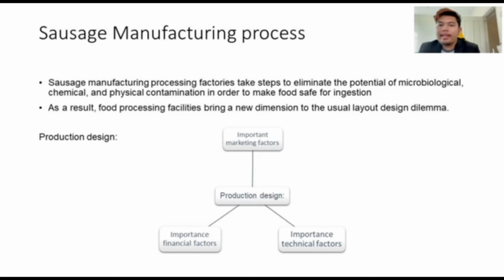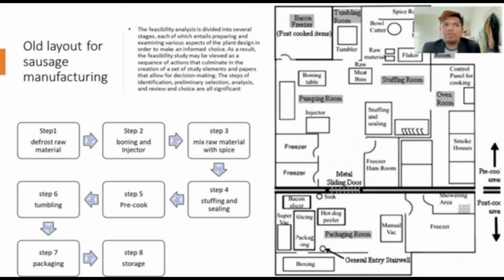In production design, there are three important factors. First, marketing factor. Second, technical factor. And third, financial factor. So this is our old layout for sausage manufacturing, and the process is from defrosting raw material, boning, injector, mixing raw material with spice, stuffing and sealing, pre-cook, tumbling, packaging, and lastly storage.